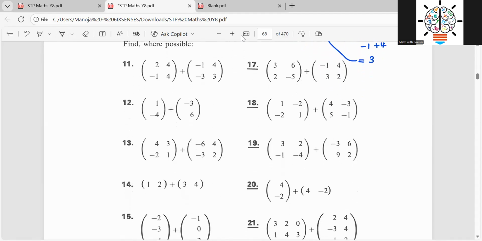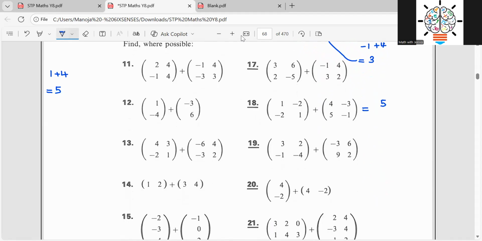I'll take question number 18, right? I want to write 1 plus 4. The answer is 5. And here I write 5. Then the next one, negative 2 add negative 3. Then I write negative 2, negative 3. The answer is negative 5. So I write here negative 5. And then negative 2, add 5. And it is 3. So then you write 3 here.